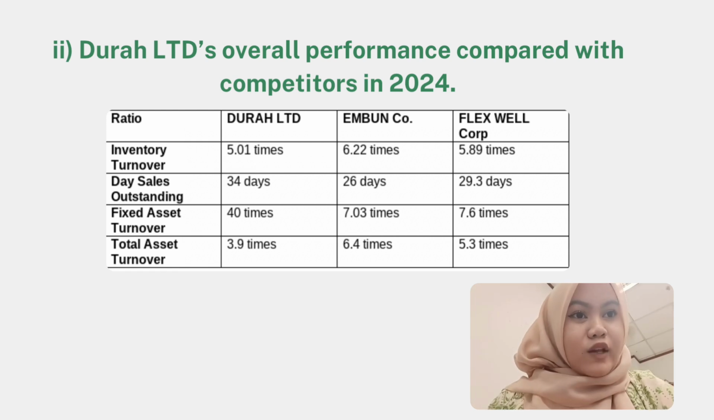From the comparison, we have seen that Dura Ltd has lower inventory turnover, meaning that its stock movement is slower than Embun.co and also Flexwell Corp. This may suggest that Dura Ltd has excess inventory or slower sales performance. For example, some products may remain too long in storage before being sold.